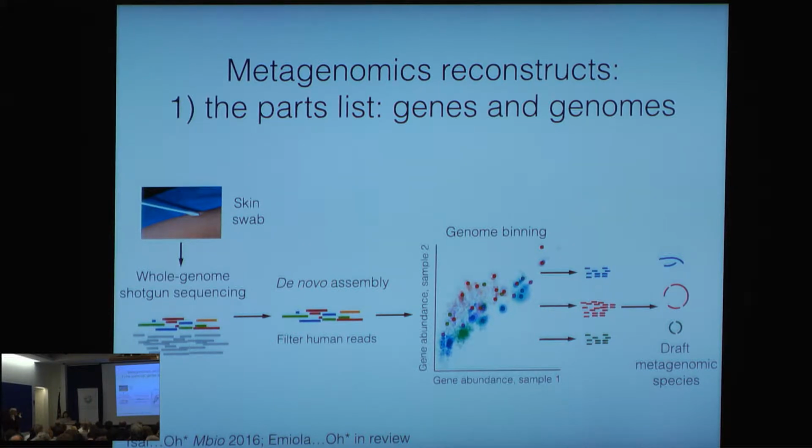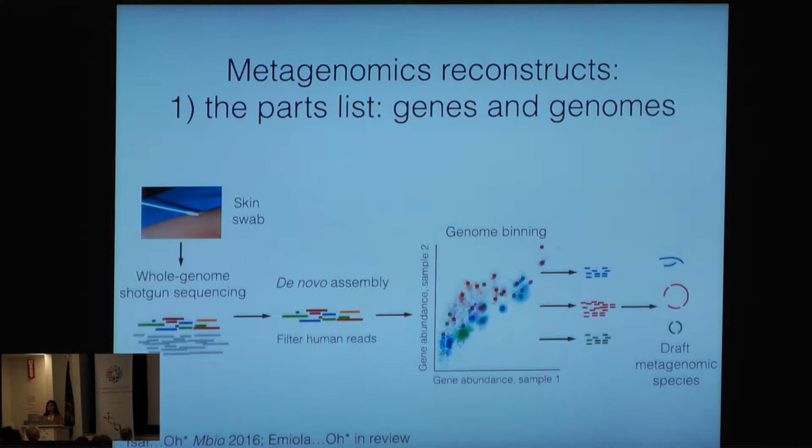So in my group at the Jackson Laboratory, we use primarily shotgun metagenomic sequencing to reconstruct these microbial communities in terms of who's there, so the composition, as well as the function. So what are they doing? And so basically what we do is we take microbiome samples. So here a skin swab. I do a lot of my work in the skin microbiome.